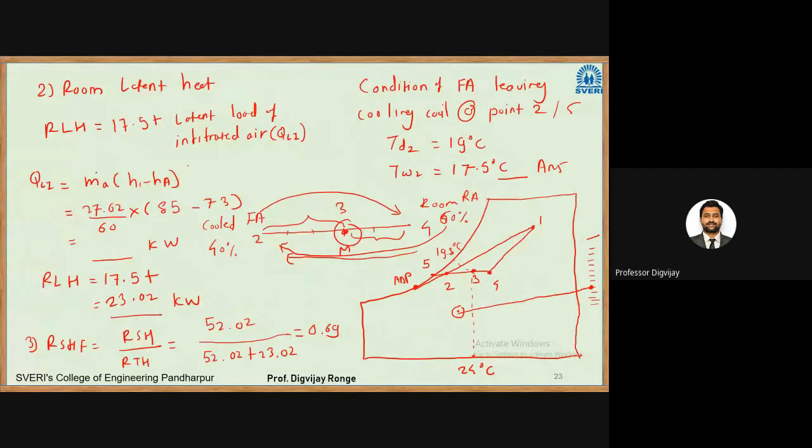So see here. First I have located this given point. This was given. Then 4 was also given. Then I have calculated the RSHF. How have I calculated the RSHF? I have calculated the total load in the room. For that I have done some arrangement like this.